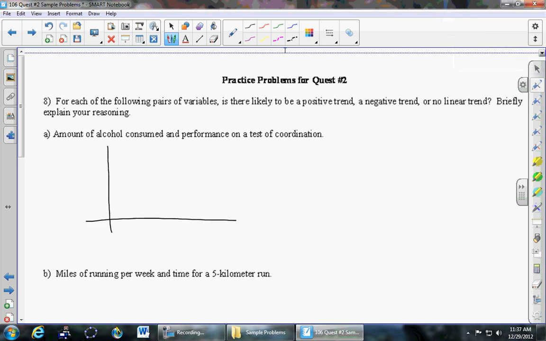So I'm just going to draw a real quick graph here. It seems like the alcohol should go on the bottom axis. And then over here is the performance scale. And I don't even need any numbers here, but the idea is if you have had no alcohol in your body, presumably your performance is pretty high. But then as you start drinking alcohol, perhaps your performance gets worse and worse. And so what kind of a trend is there here? Negative.